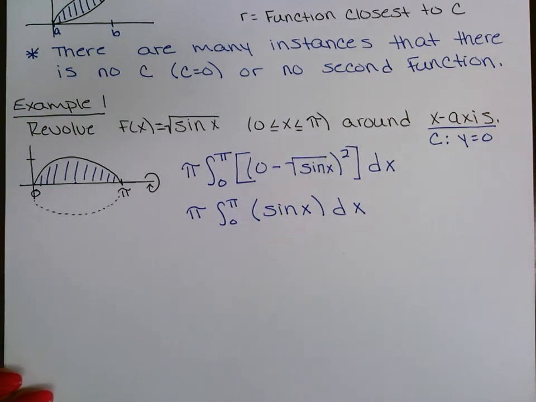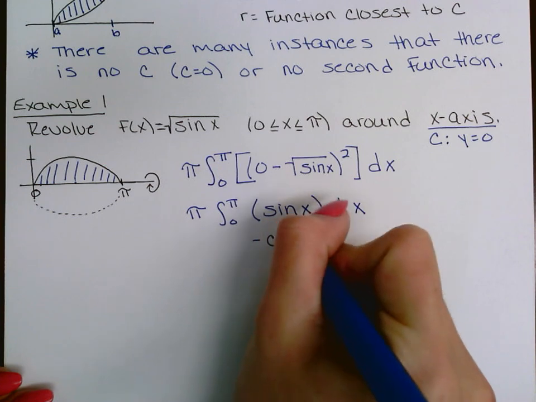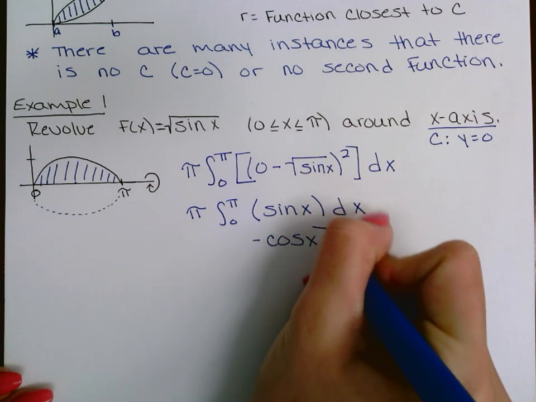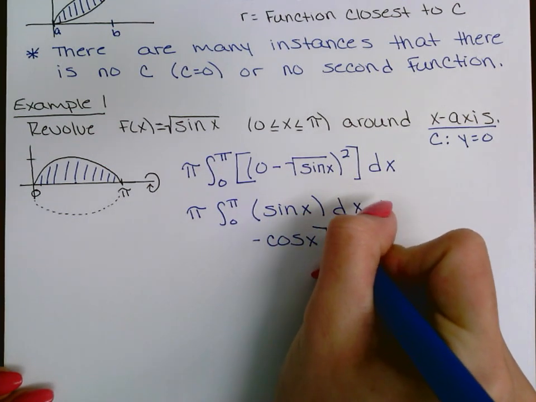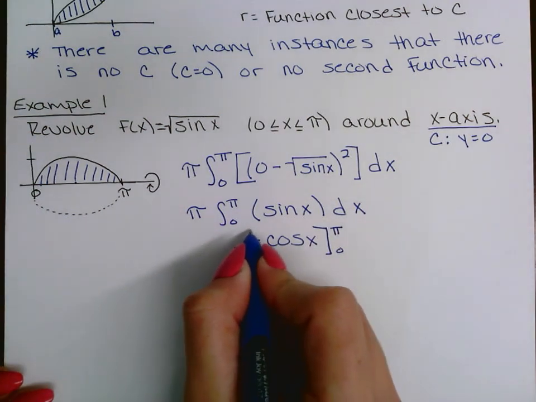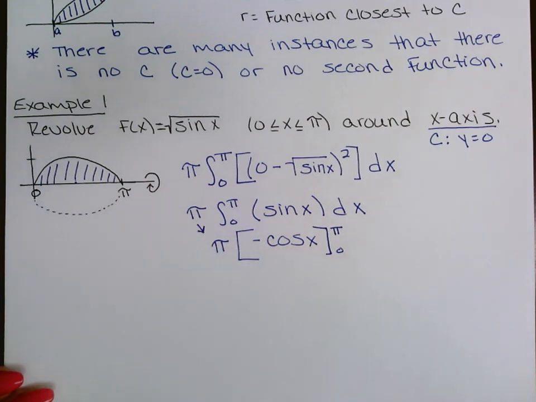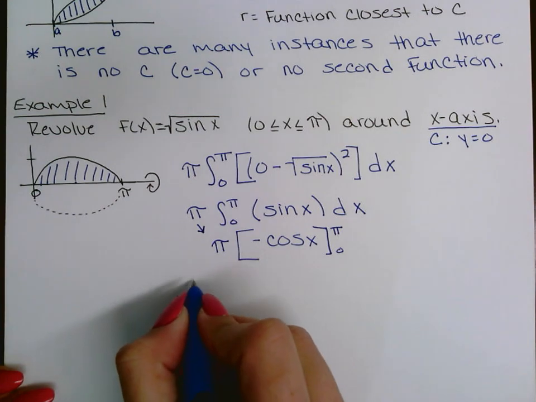Okay? So next step, what is the antiderivative of sine of x? There you go. Say with confidence, negative cosine of x. Okay? And this is going to go from 0 to pi. The biggest mistake I see in these questions is that people forget to bring down that pi. Very, very common.